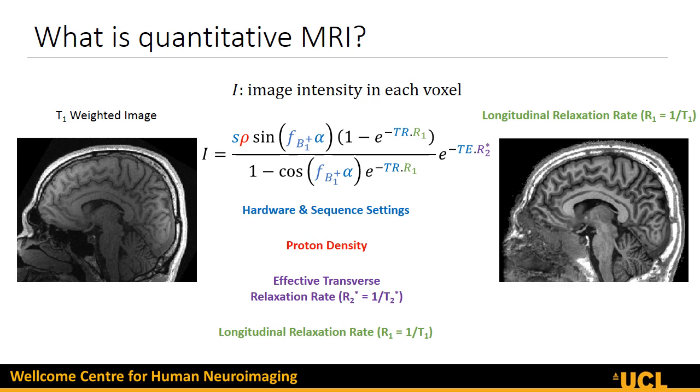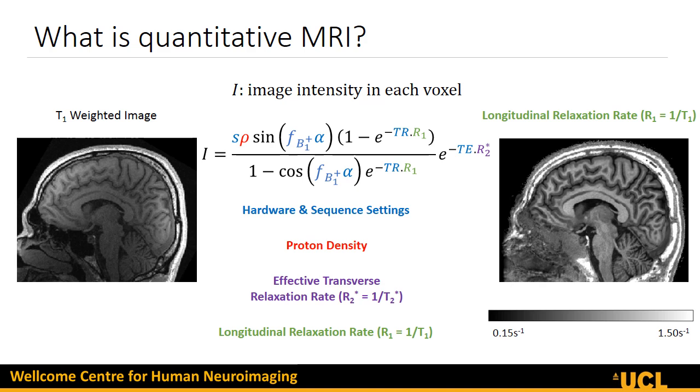But hopefully you can see that in this case the map, the quantitative map, is more uniform because the hardware biases are removed. And what's more, it has standardized units, in this case of per second, that can be compared across time, across individuals, or indeed across different sites.